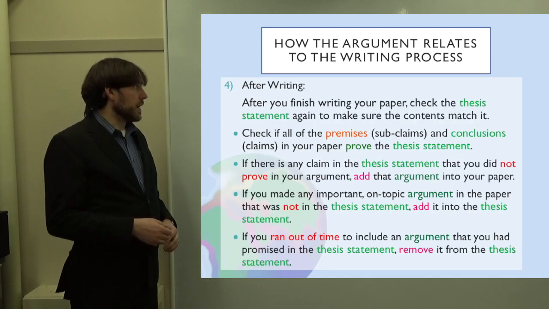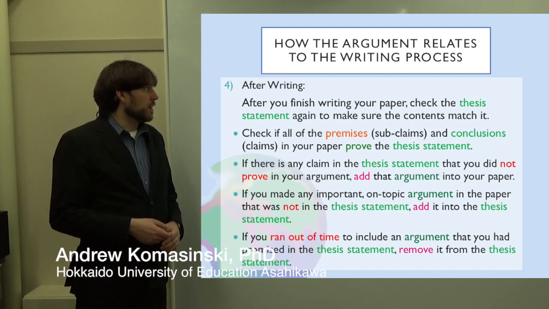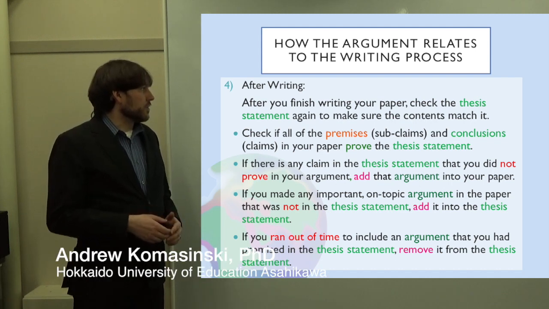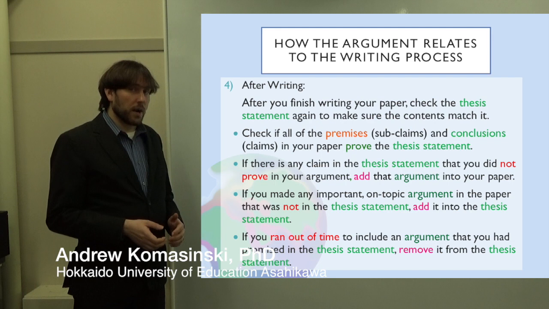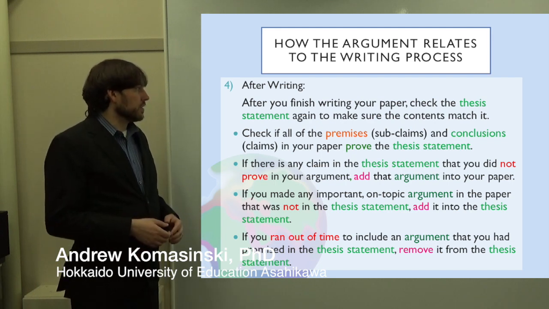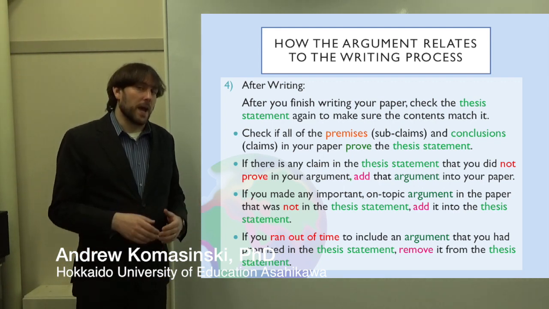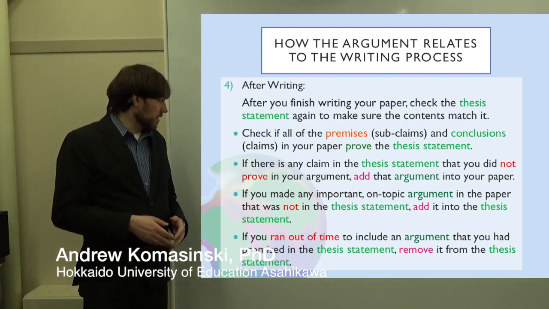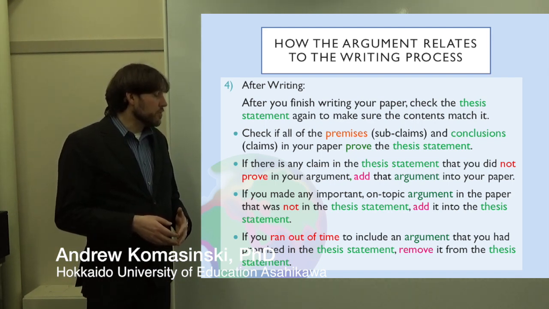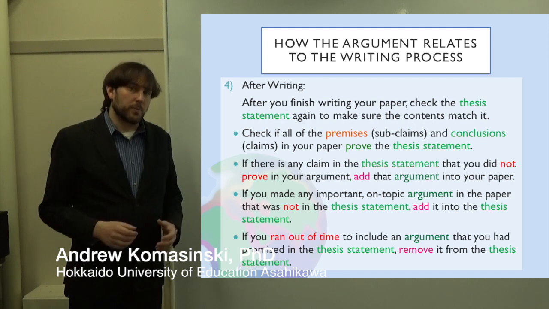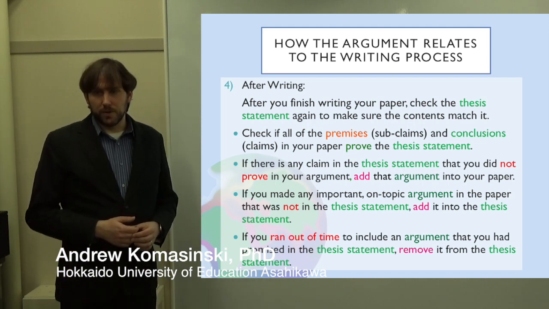So finally, when you're done writing, check the thesis statement. Make sure the contents match. Check if all the premises and conclusions are there and that they prove the thesis statement you wanted. If there's any claim that you didn't prove, add that argument into your paper. If you made any important on-topic argument in the paper that was not in the thesis statement, make sure it connects back in. Add it into the thesis somehow. If you ran out of time to include arguments that you had promised in the thesis statement, remove them. So simplify your paper down to what you were actually able to prove.